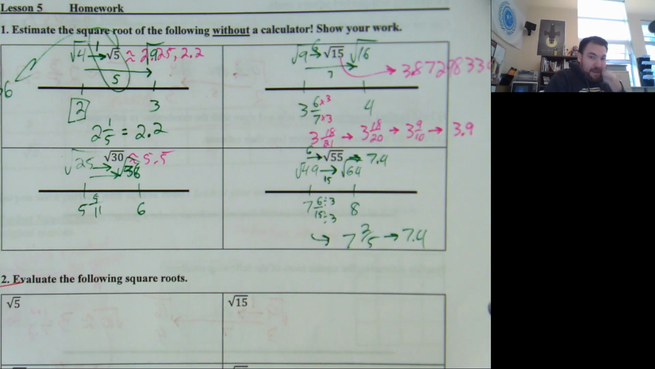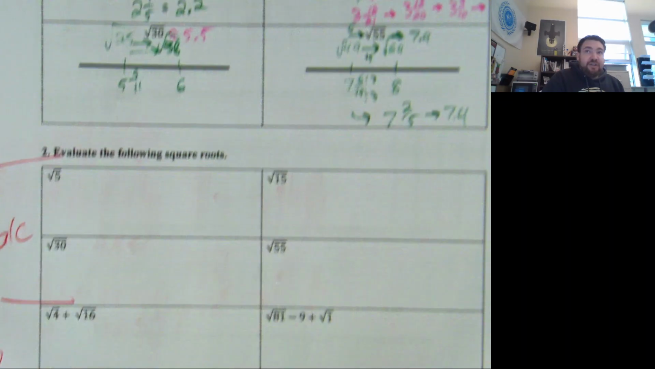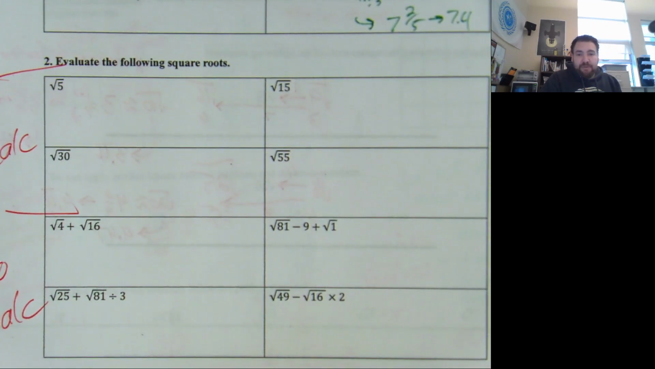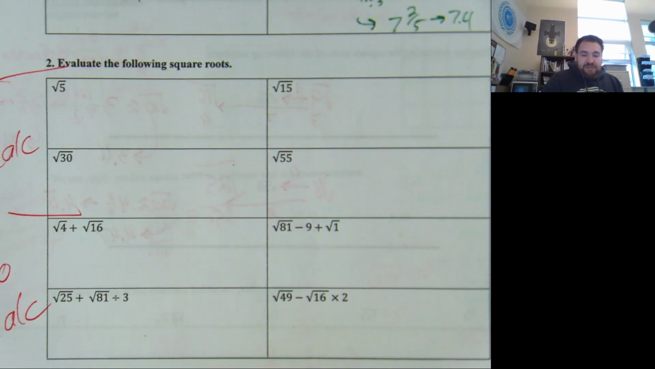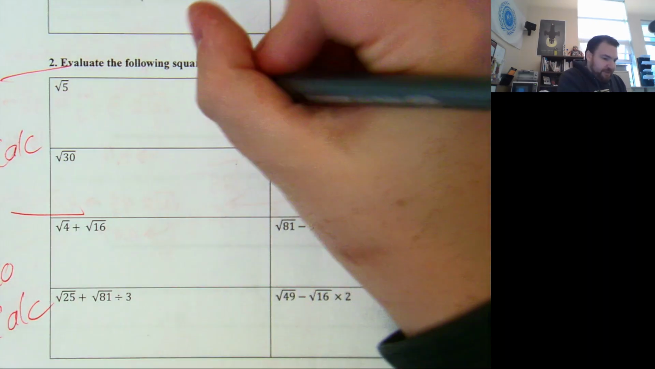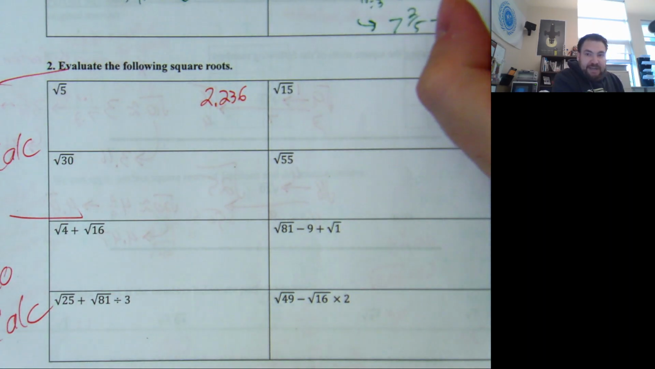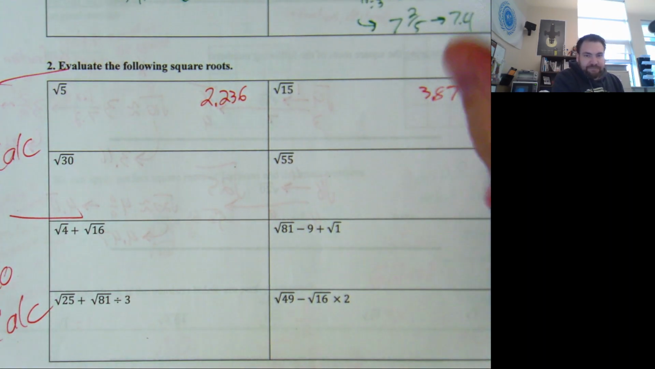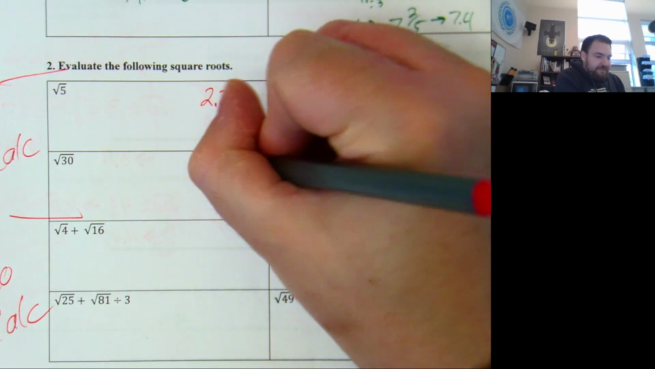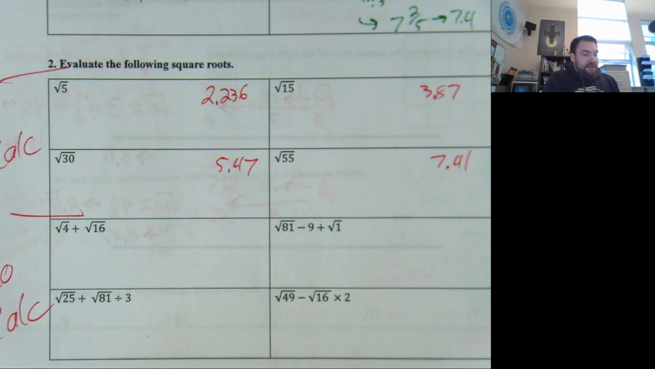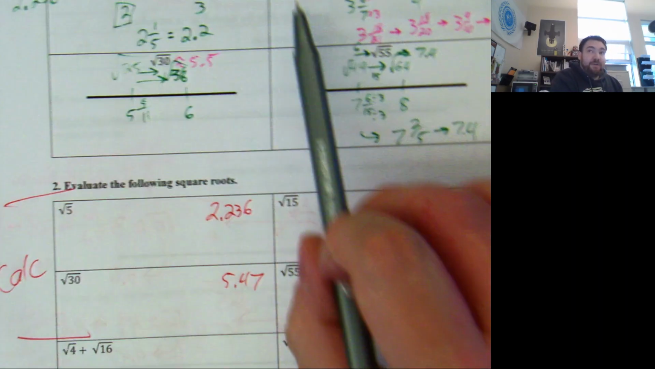Sweet. Then for these guys down here, the first chunk was just punching into your calculator, making sure you can do that. So you were looking for these values. I'm going to round them: 2.236, 15 is 3.87, 30 is 5.47, and this one is 7.41. Again, these are the same set of questions as these to check our estimates.